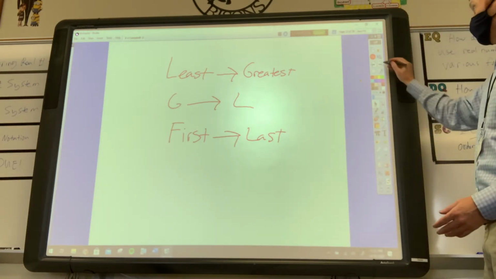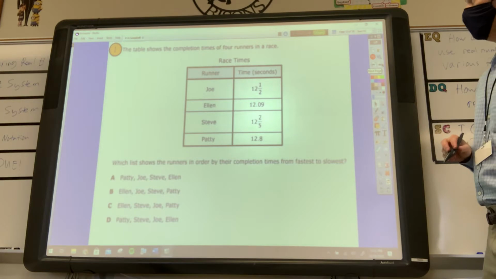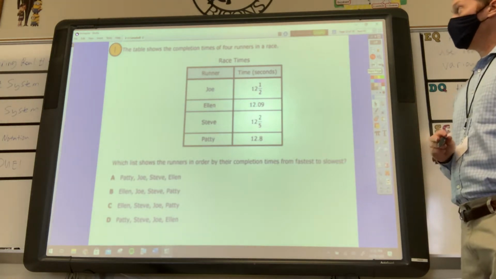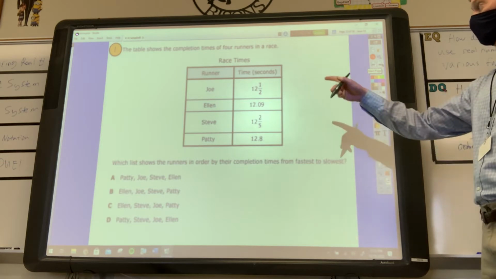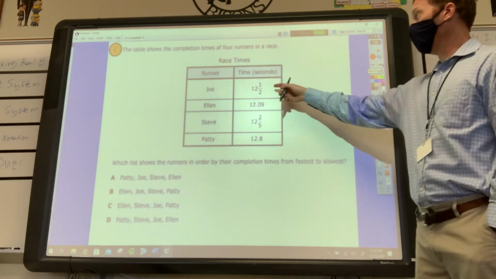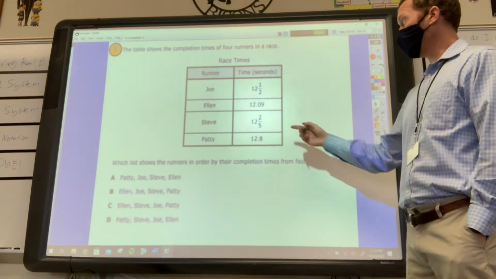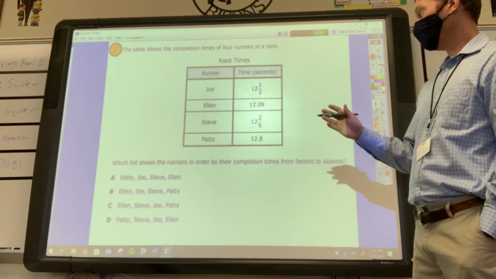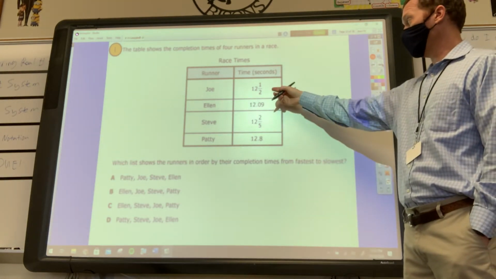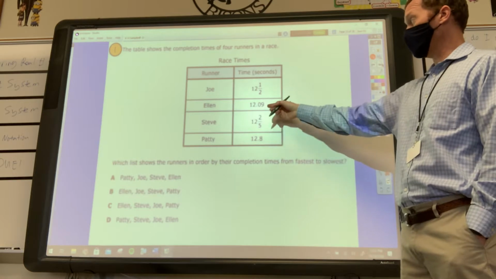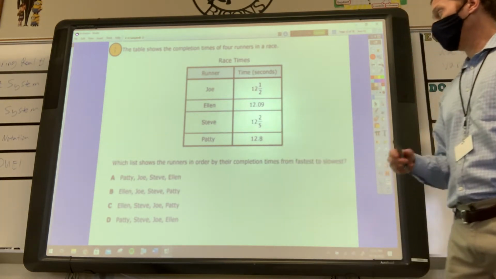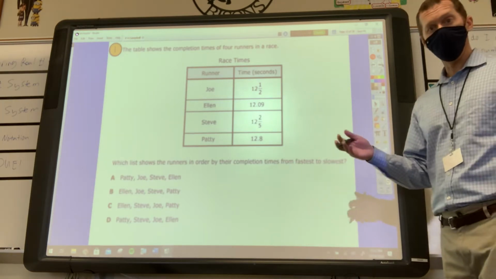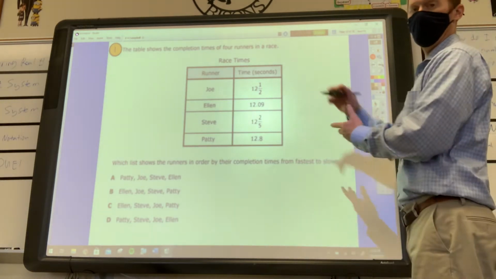With that in mind, here's a question I want you to think about. It says the table shows the completion times of 4 runners in a race, and then it lists them right there: Joe, Ellen, Steve, and Patty, and they all have their times in the race recorded here in different ways. We've got a mixed number fraction right here. We have another one, a decimal up to 2 decimal places, and then we have a decimal only up to 1 decimal place. And somehow you have to figure out how to order those correctly.